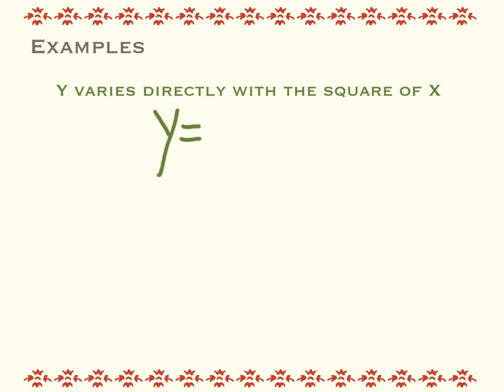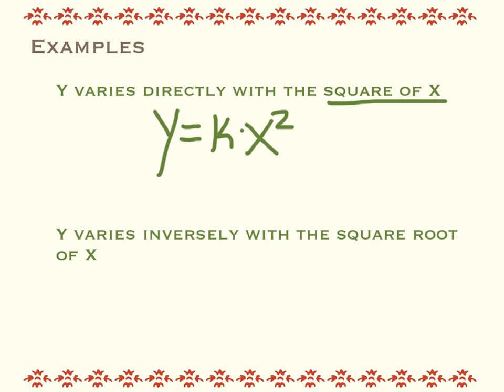Alright, let's do some example problems. Alright, y varies directly with the square of x. So you're going to write y equals. You see directly, so you're going to put k times. And then the square of x would be x squared. So that's how you would translate that.